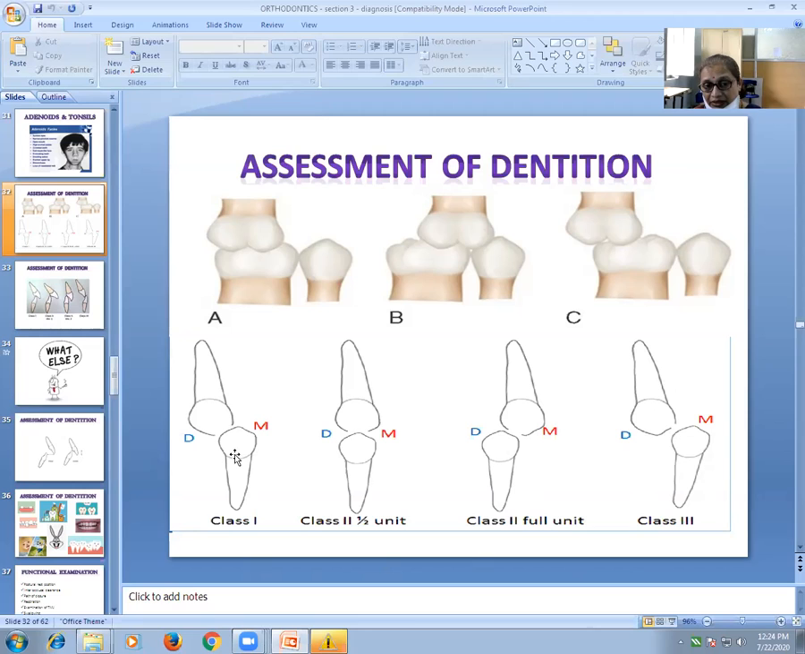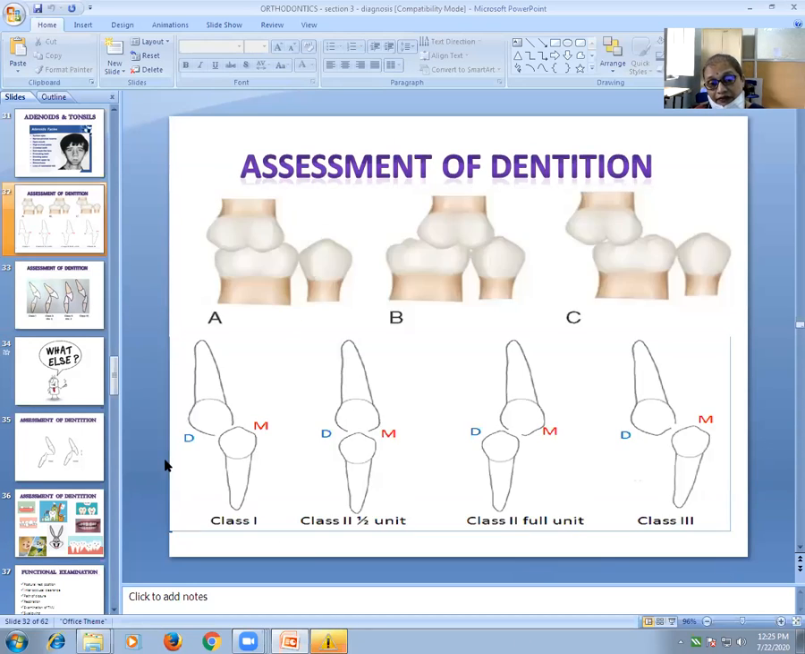What is class 1? Just see the slopes. Okay, mesial and distal. Upper mesial slope will occlude with lower distal slope. This is class 1. Upper distal slope occludes with lower mesial. That is class 2. Upper mesial is distally away from the distal slope of lower. It is class 3.